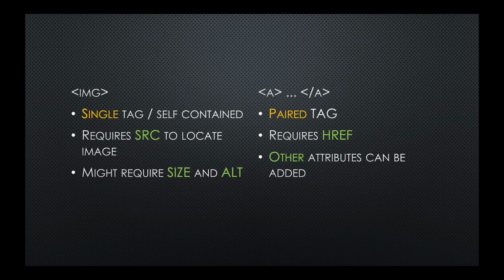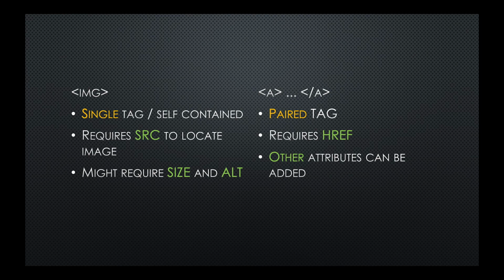To summarize, images are single tags, also known as self-contained tags. They require an attribute called source to locate the image. It might require the size and the alt tags as well.